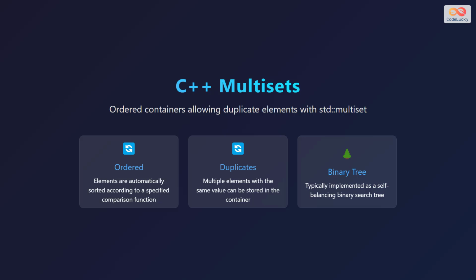Let's explore C++ multisets. Multisets are ordered containers in C++ that allow duplicate elements. They are provided by the Standard Template Library, also known as STL, through the std::multiset class. Let's see what the features of it are.